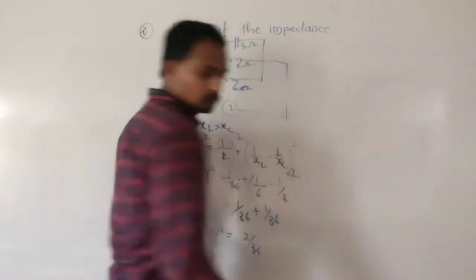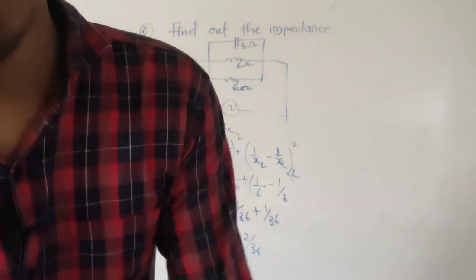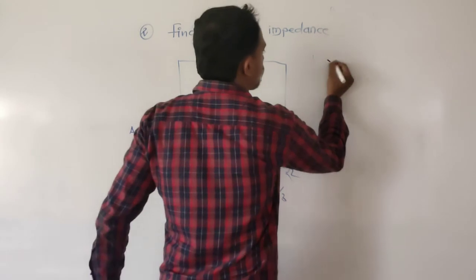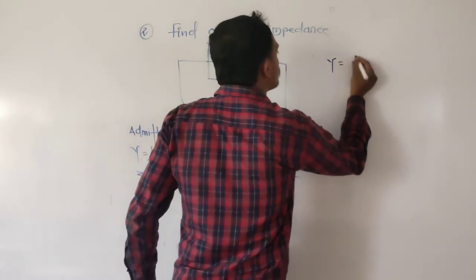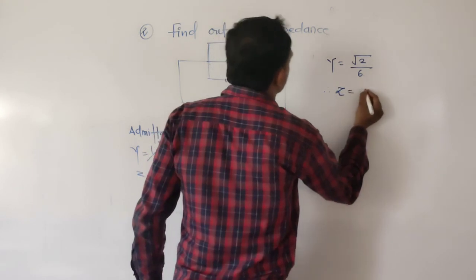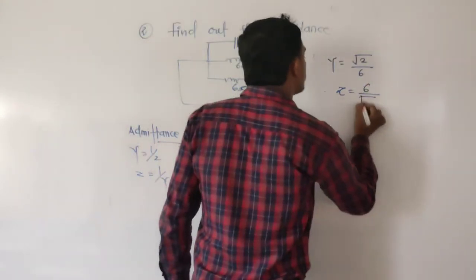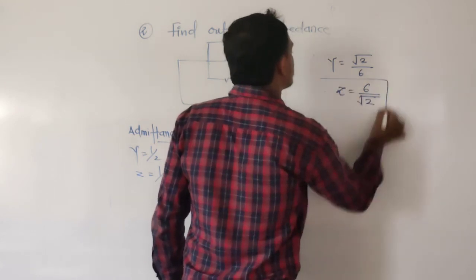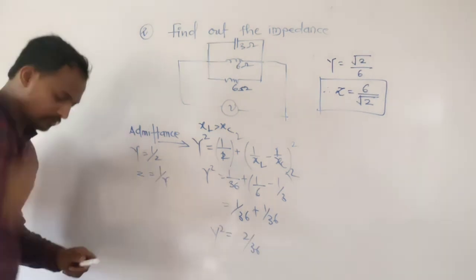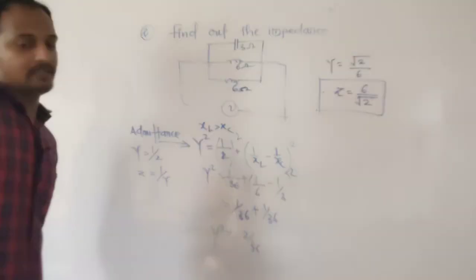We take the square root. So after taking the square root, Y is equal to root 2 by 6. Hence the impedance is 6 by root 2. So these are some examples based on this circuit. Okay, some topics related to this chapter we will revise in the next video.